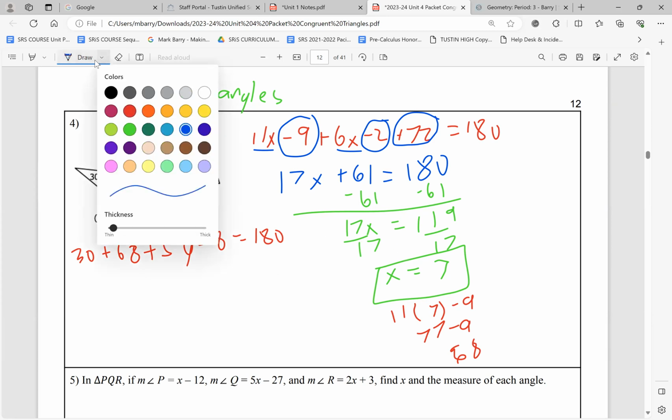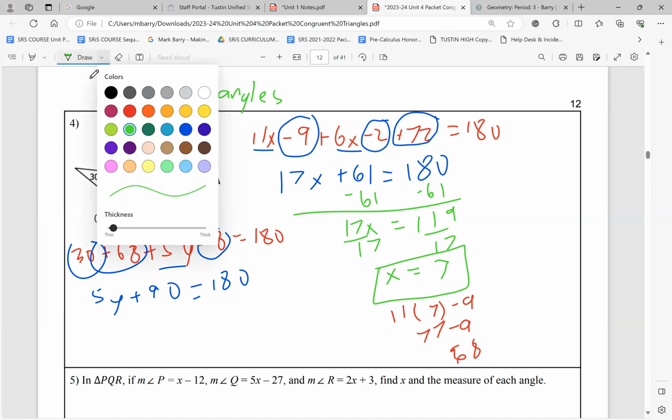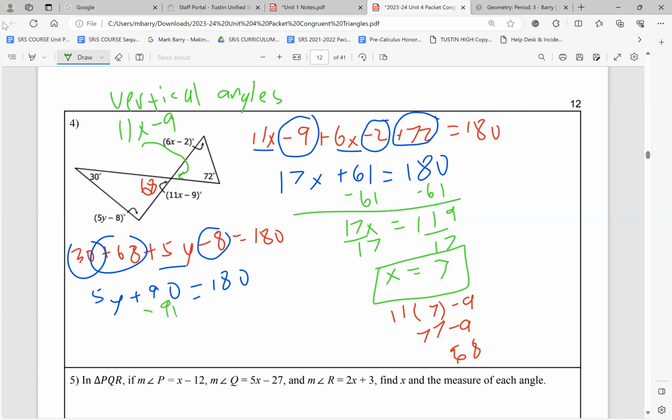Okay, so let's combine like terms first. All right, so let's see, we have 5y. It doesn't have a like term, so we'll just rewrite it. Then 30 plus 68 is 98 minus 8 is plus 90 equals 180. Okay, so we will then subtract 90 and divide by 5. So minus 90 minus 90 tells us that 5y equals 90. Divide by 5. And y needs to equal 18. So there we go. X equals 7, y equals 18.